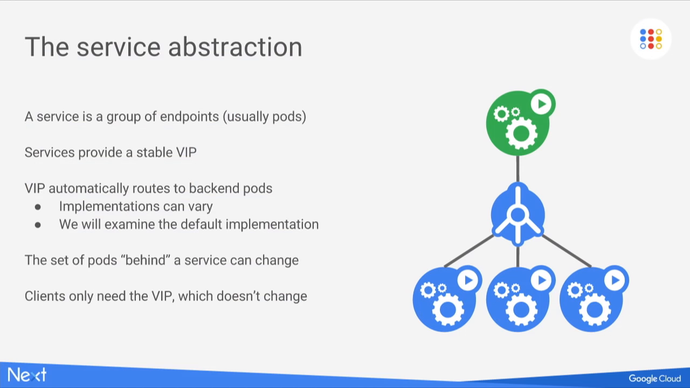We're going to examine the default implementation of this in Google Container Engine. But like many things in Google Container Engine, you can always componentize it and try to do something else if that's really what you need. The set of the pods behind a service can change dynamically, and it doesn't really matter. As long as you have that VIP, your traffic can reach those pods.